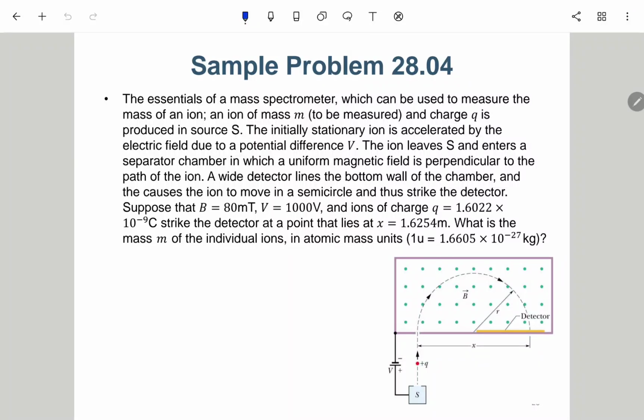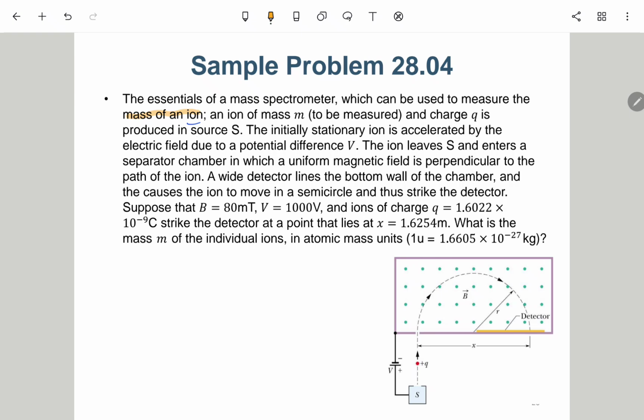Okay, so let's take a look at this sample problem. It says the essentials of a mass spectrometer, which can be used to measure the mass of an ion. 他说可以测量一个离子的一个质量啊，离子的质量，mass of an ion。就是它的意思是因为离子是带电荷啊，所以它能测一些带电荷的粒子。Okay, an ion mass m to be measured and charge q is produced in source S.